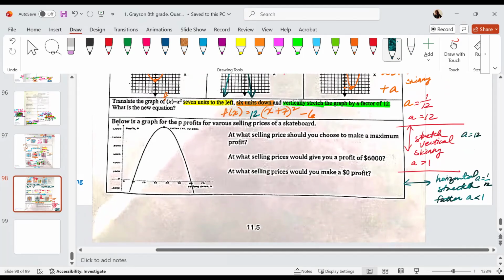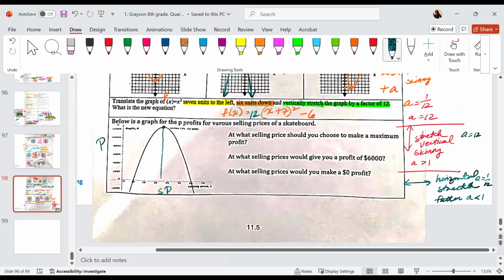Below is a graph for P, profit, for various selling prices of a skateboard. So this is selling price. And what is that right there? Is that profit? I think this is profit, yeah. And this is selling price, okay? It looks like they sold 40. They usually get maximum profit, right? But if they sell more than 40 or whatever, it looks like profit dips down, right? What selling price should you choose to make the maximum profit? Well, whatever the vertex is.